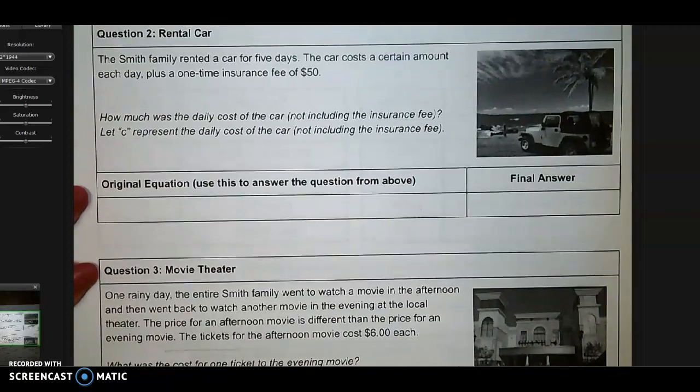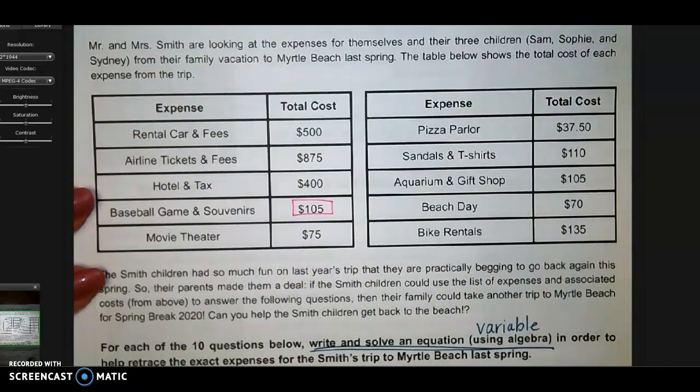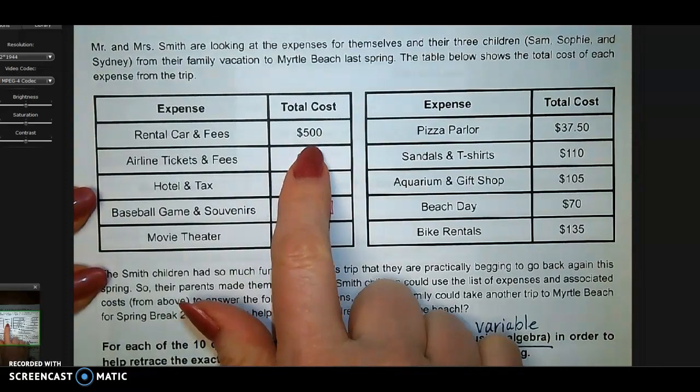Going on to the next one, it's talking about the rental car. So if I flip back over here, not to make you dizzy, but if I look at the rental car, I spent $500 on the rental car.